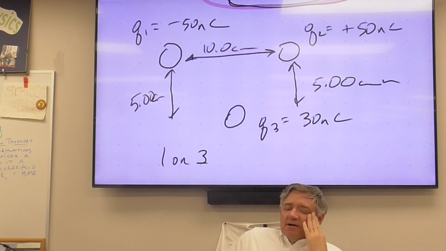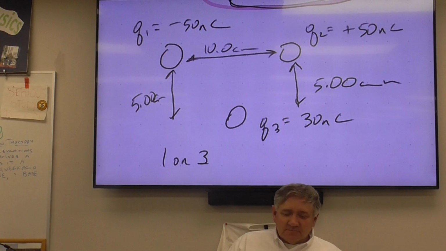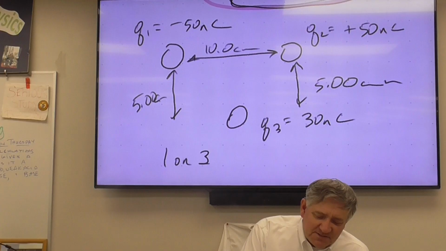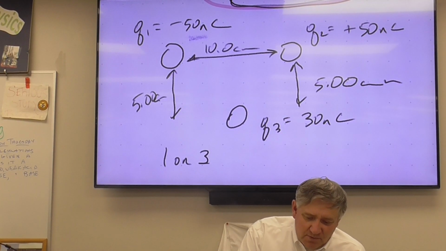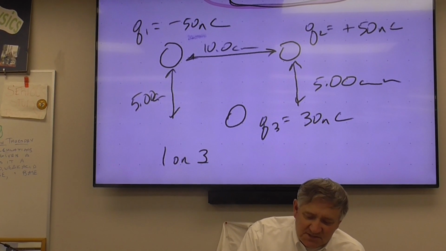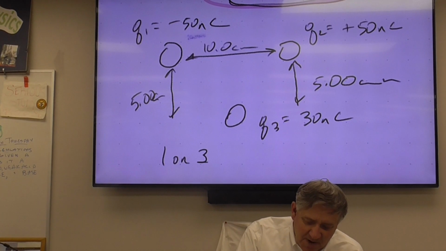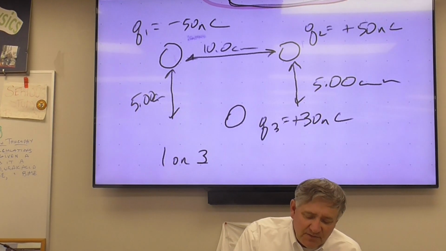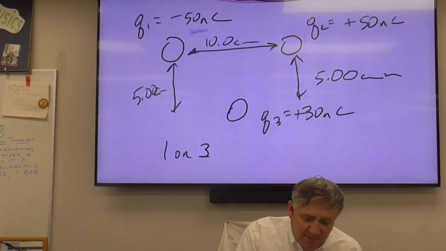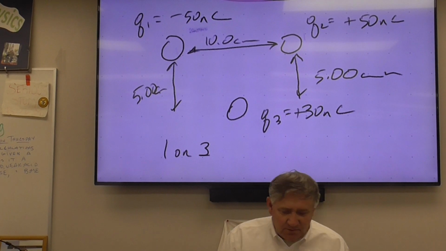Okay, so now we're going to have three charges. Count them, three. Q1 has a charge of negative 50 nanocoulombs. Q2 has a charge of positive 50 nanocoulombs, and Q1 and Q2 are separated by a distance of 10 centimeters. Q3 has a charge of positive 30 nanocoulombs. The distance between these charges and Q3 is 5 centimeters. So the first thing I want to figure out is the direction and magnitude of the force that Q3 feels relative to charge 1.